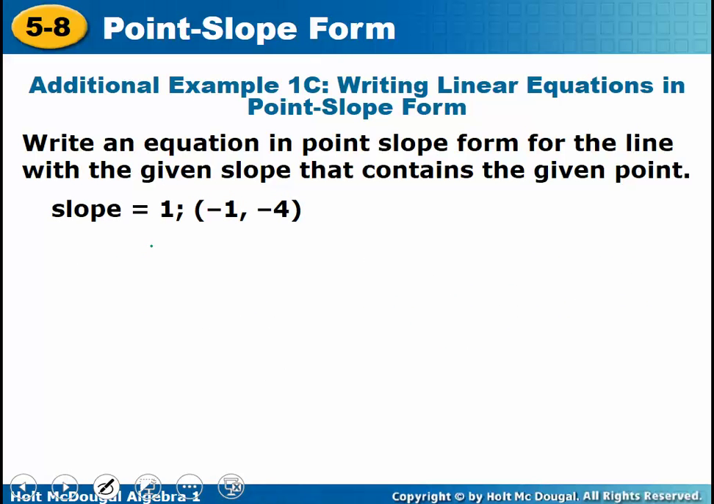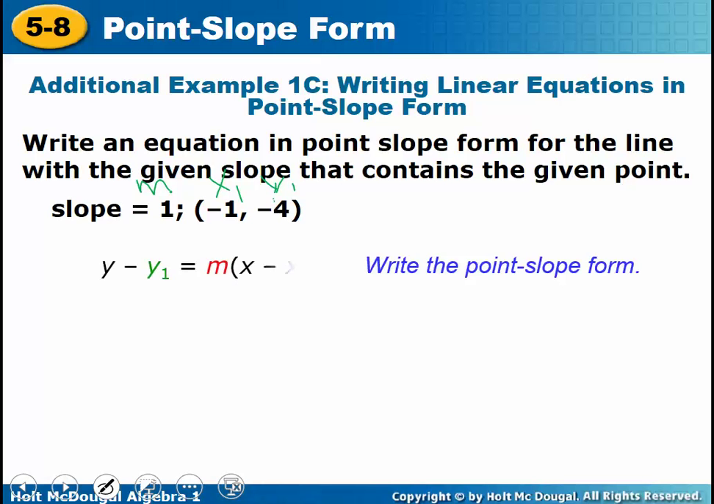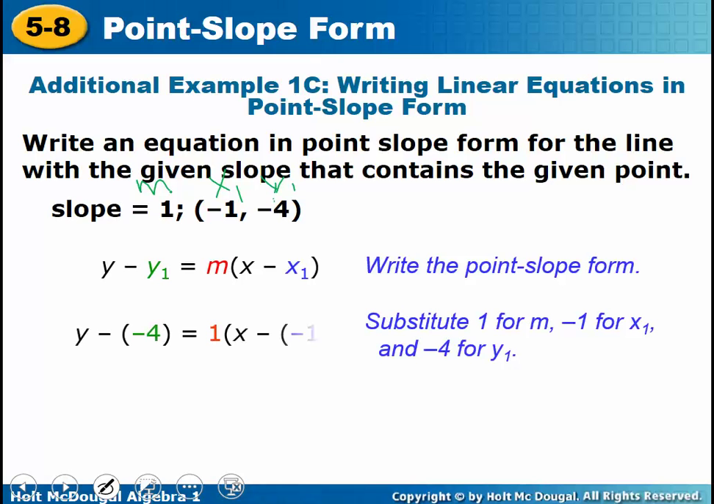Okay, now in this one, this is where you have to be careful because our x sub 1 is negative and our y sub 1 is negative. So that's going to be a little bit trickier. Start by writing your point-slope form of a line. Good practice. And then replace m with 1, replace x sub 1 with -1, and replace y sub 1 with -4. Now, you do need to simplify this down here.